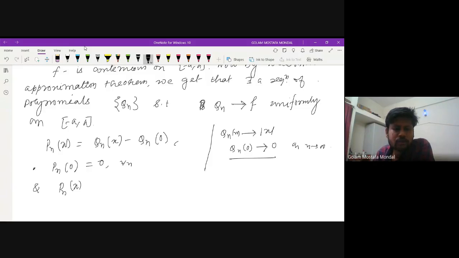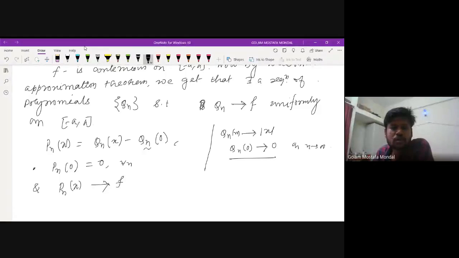and P n x converges to f x, because Q n 0 converges to 0 as n tends to infinity, and Q n x converges to mod x. So check that P n x converges to f uniformly on minus a to a. Clear?